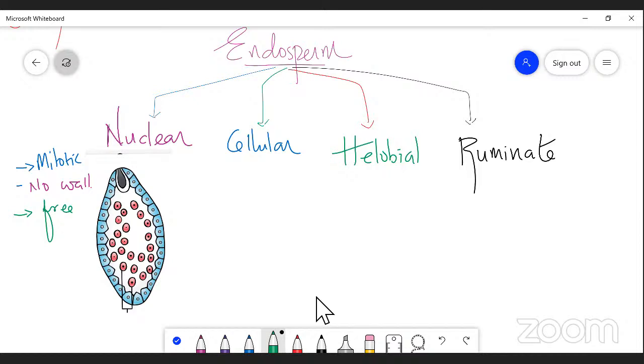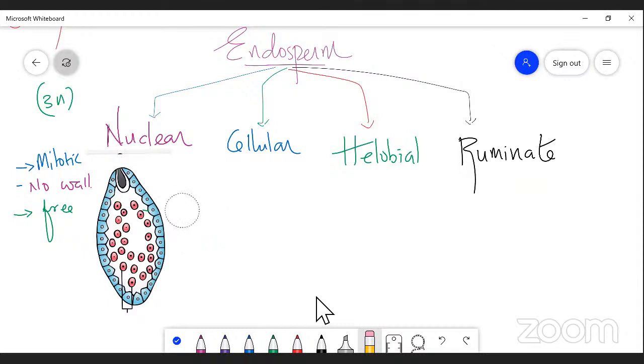I repeat once again. Endosperm is of several types. The first type that we discussed is nuclear endosperm, simply a 3N condition of a primary endosperm nucleus undergoing cell division without wall formation. Hence, all these are nuclei. Nuclear divisions only take place, but without wall formation. Such a condition is said to be a nuclear endosperm.